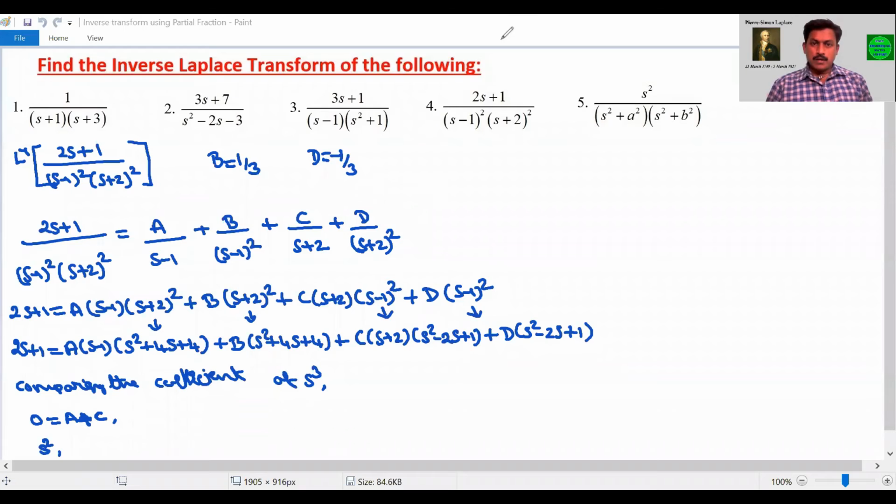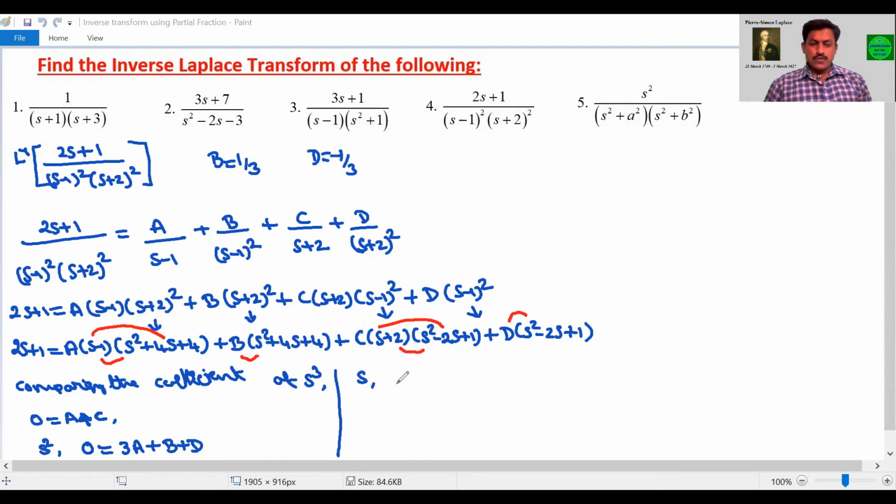If you compare s square, on the left hand side there is no s square, so 0. Here we will have 3a s square, so 3a is the coefficient of s square. Similarly, if you observe this term, we will have s square into b. Similarly here 2s square minus 2s square, so that is 0. Here we will have d into s square, so your coefficient of s square is 3a plus b plus d. Since the c value is 0, you won't get s square there.